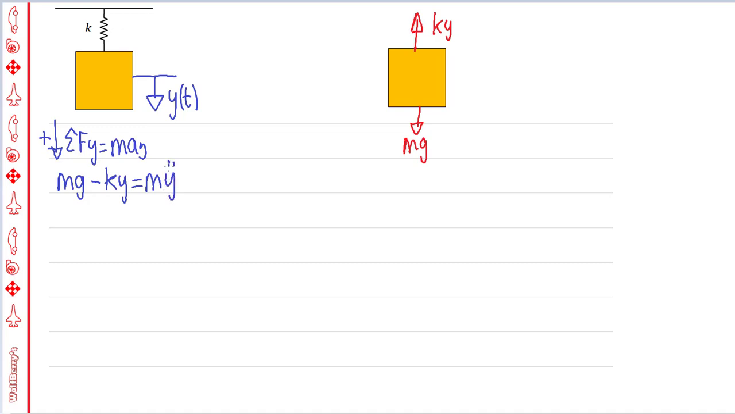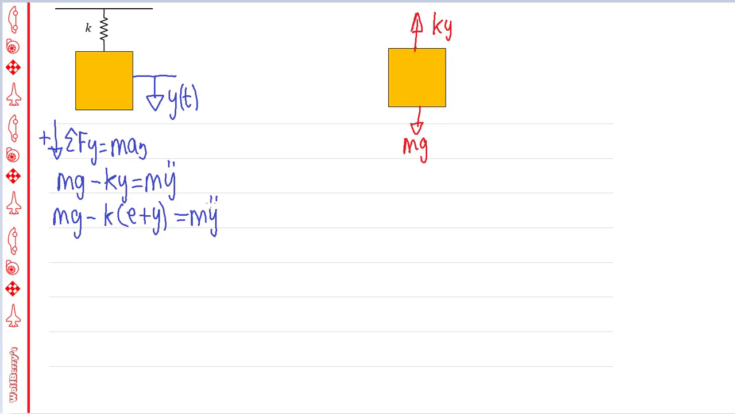Now remember, we have an extension in our spring, so it's going to be mg minus k open bracket. Just like with the previous example, where we had one side getting longer, one side getting shorter, here we only have one spring, and it's going to get longer as the block moves down. So it's going to be extension plus y, plus because it's getting longer, equals my double dot.